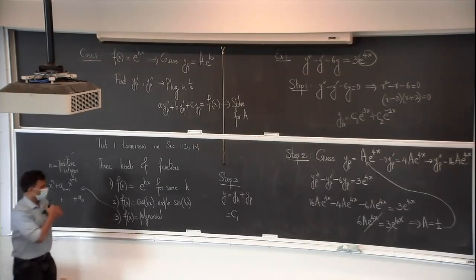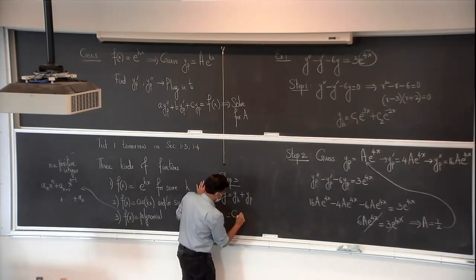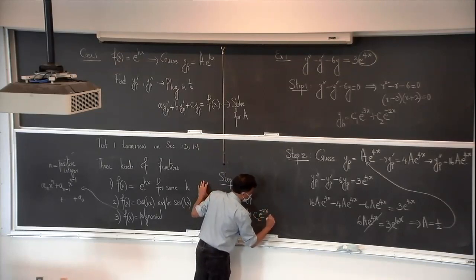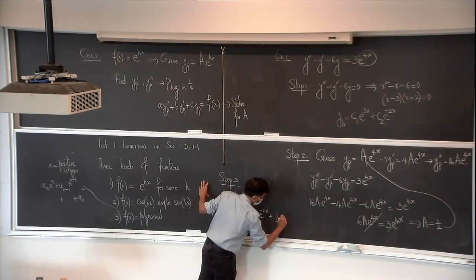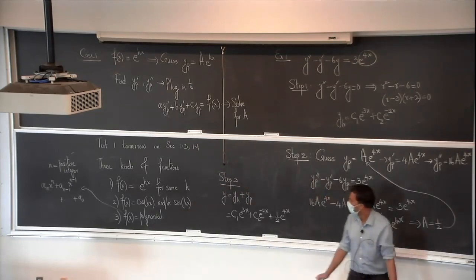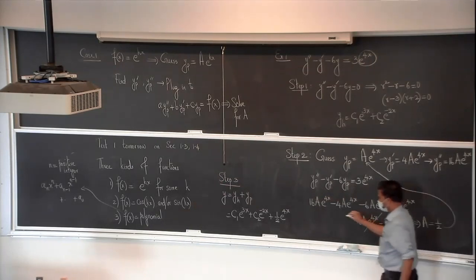Okay, I think this one should survive. So C1 e to the power of 3x plus C2 e to the power of negative 2x plus a half e to the power of 4x. So that is your final answer.